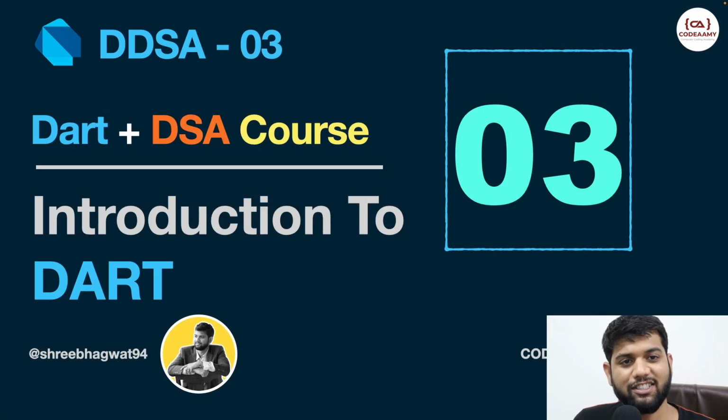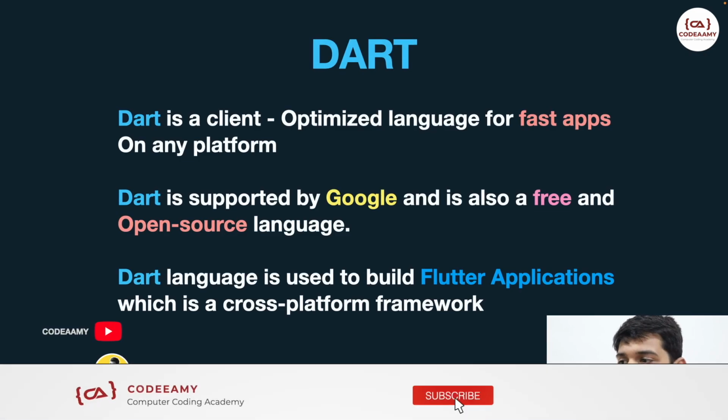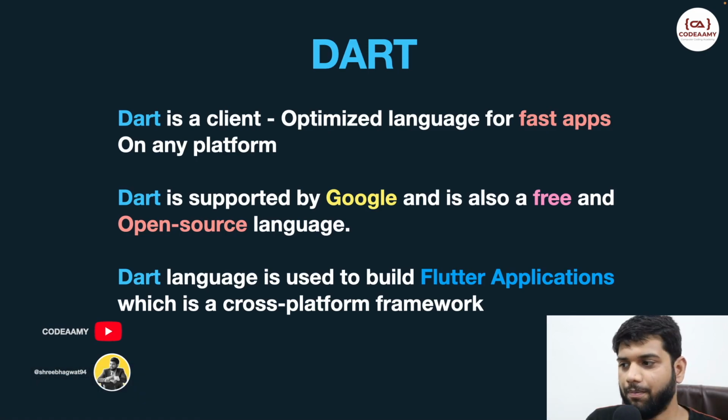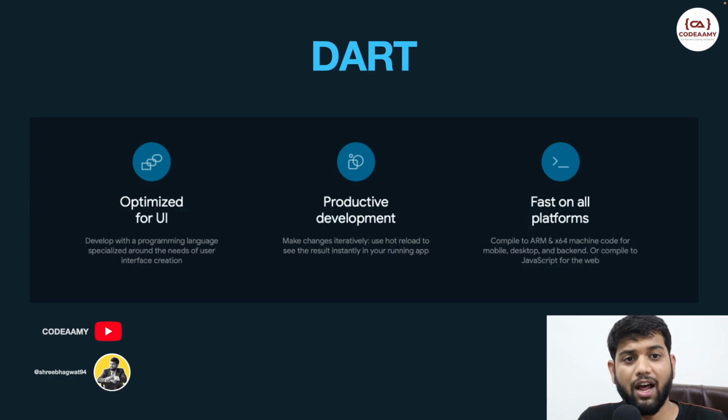so let's get started. So as you can see, Dart is a client optimized language for fast apps on any platform. Dart is supported by Google and is also a free and open source language. Dart language is used to build Flutter application, which is a cross-platform framework. Dart is optimized for UI, productive development and fast on all platforms. We will study them.